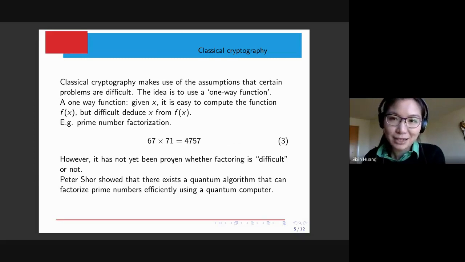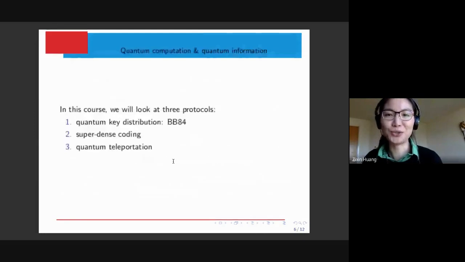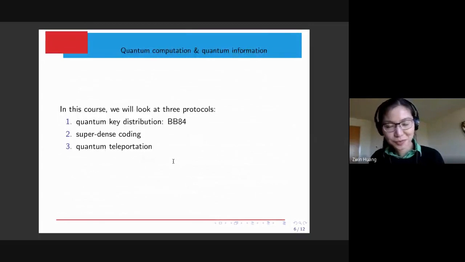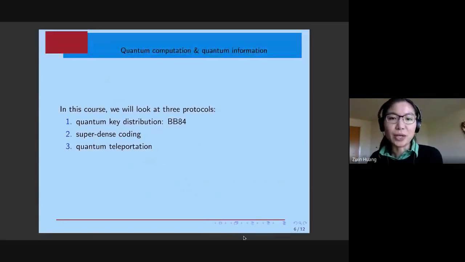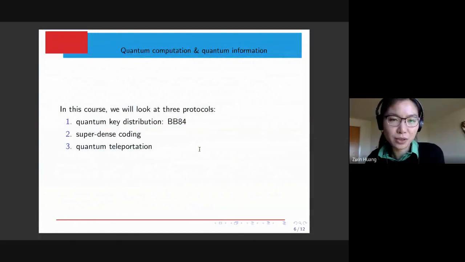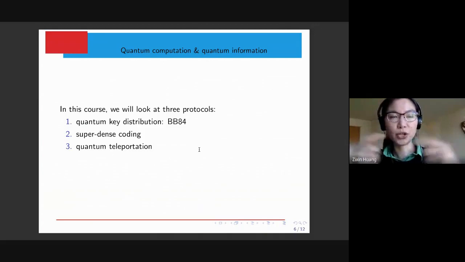So classical cryptography might be breakable, which brings us to quantum cryptography. In this course, we're going to look at basically 3 protocols. We're looking at the quantum key distribution protocol BB84, whose task is to allow 2 parties to share a secret key, and it can be proven that this is unconditionally secure.